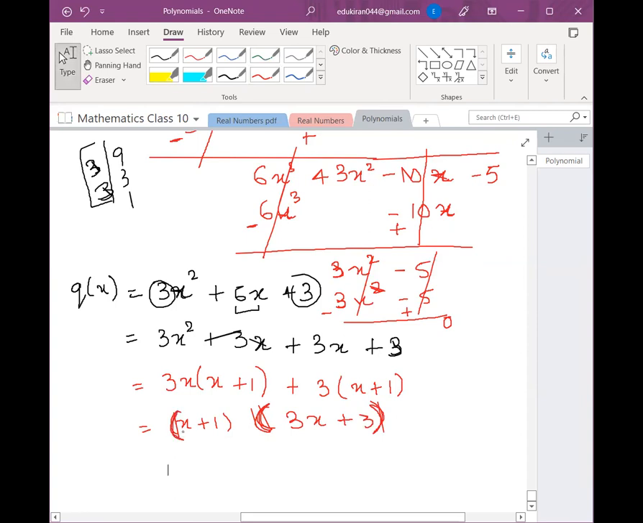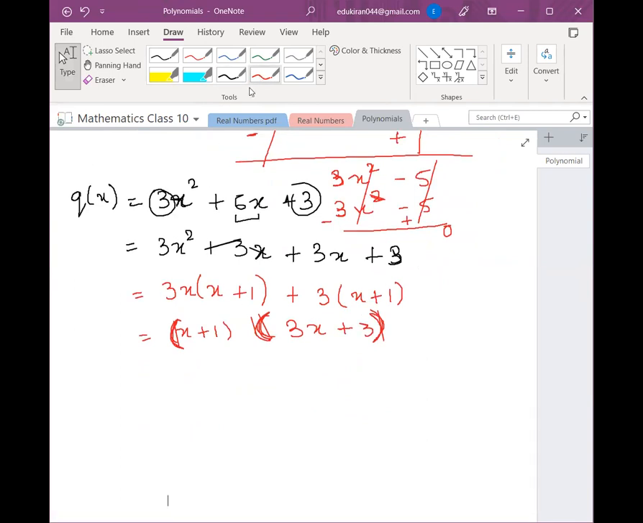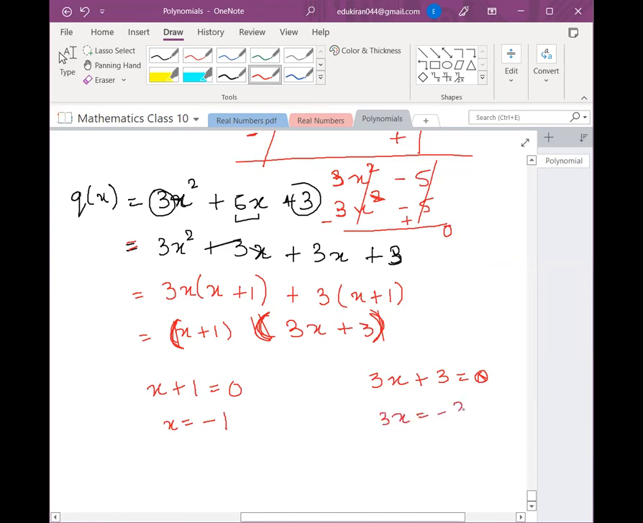So that means if I do x plus 1 is equal to 0, and then next time I'll do 3x plus 3 is equal to 0. I mean, to get factors, what we do? We equate it to 0, isn't it? Any quadratic equation, when we want to factorize it, we equate it to 0. So this will give me x is equal to minus 1, and this will give me 3x is equal to minus 3, and x is equal to how much? Minus 3 by 3, minus 1. So from here also I'm getting minus 1. From here also I'm getting minus 1.